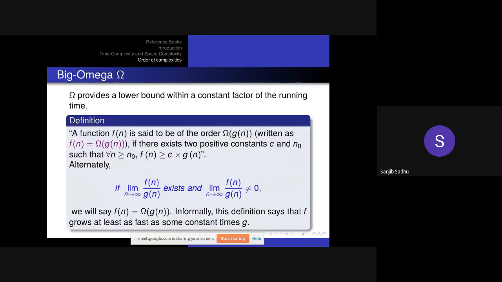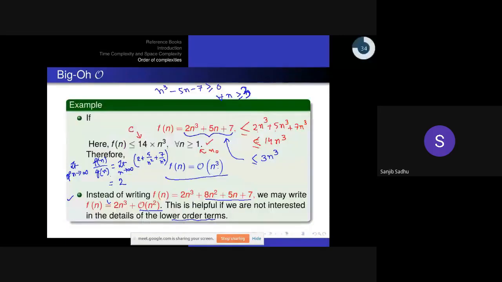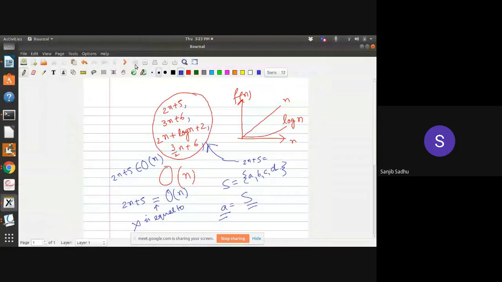Next, before starting big omega of this, I should say another thing.